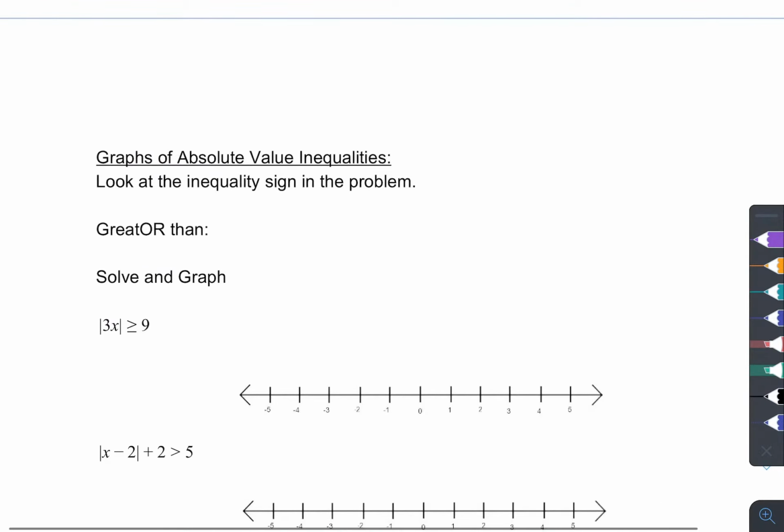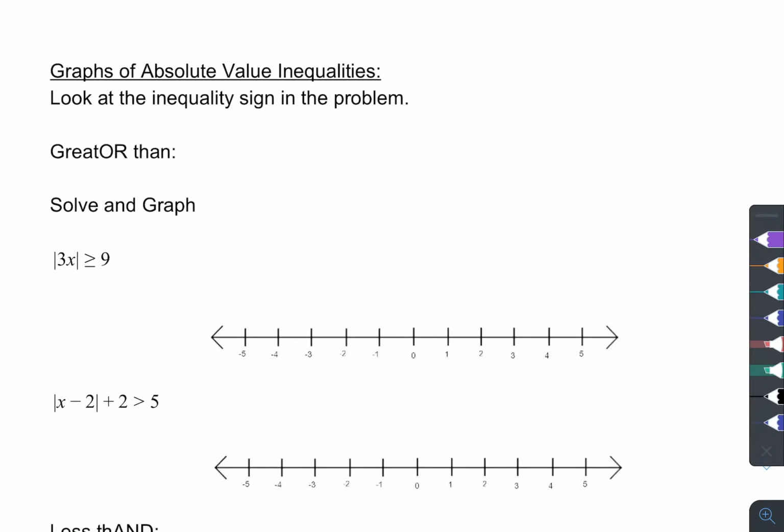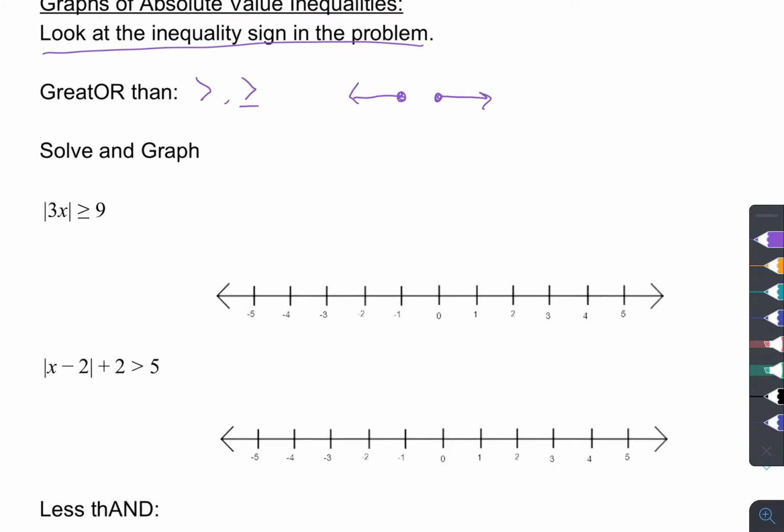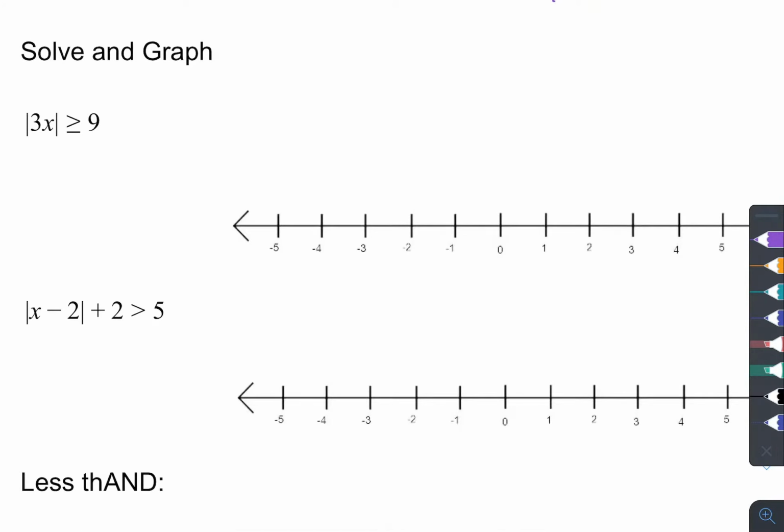Okay, so here we are looking at the graphs of absolute value inequalities. When we do that, we just have to look at the inequality sign in the problem. For greater than, it's going to look like this. And because it's or, our arrows should be pointing out from each other. Okay, so we're going to hop into these equations. These are all greater thans.